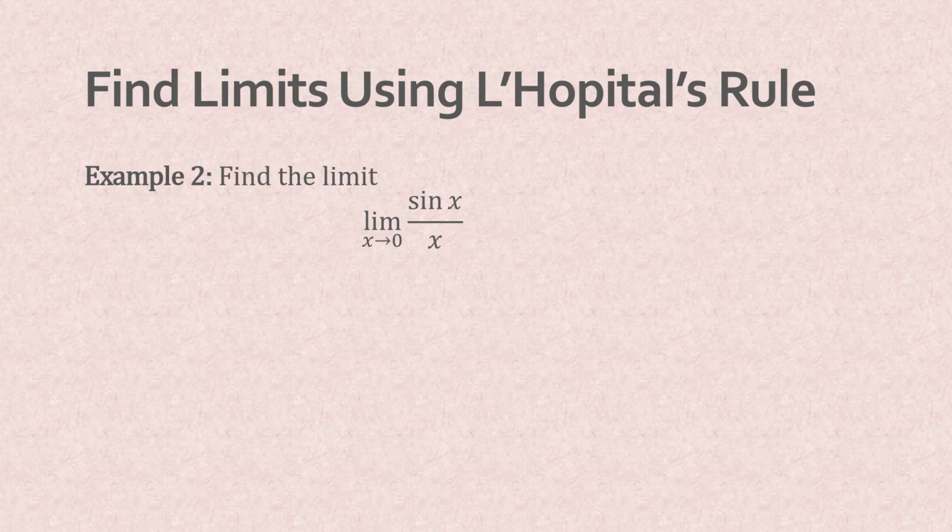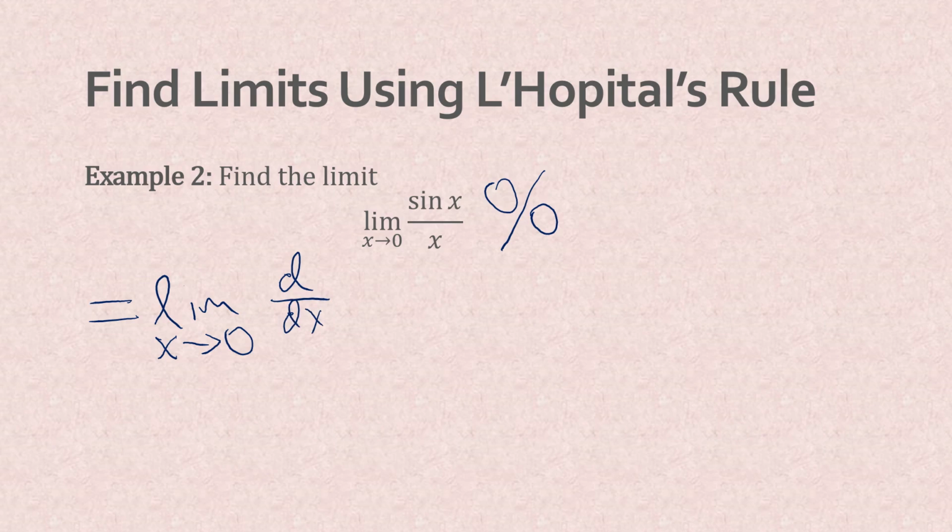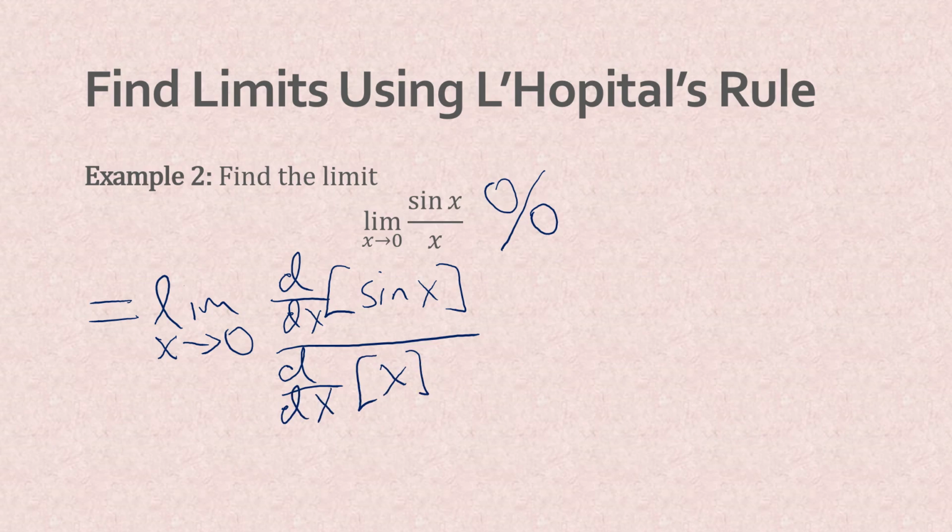Similarly, for example 2, let's find the limit of sine x over x as x approaches 0, which we already know is 1. But if you plug in x to be 0, sine of 0 is 0, and x evaluated at 0 is 0, so that's also in the indeterminate form 0 over 0. And L'Hopital's rule applies, and it says that the limit as x approaches 0 should be the same as the limit of the derivative of the numerator, the derivative of sine of x, all over the derivative of the denominator, which is x.